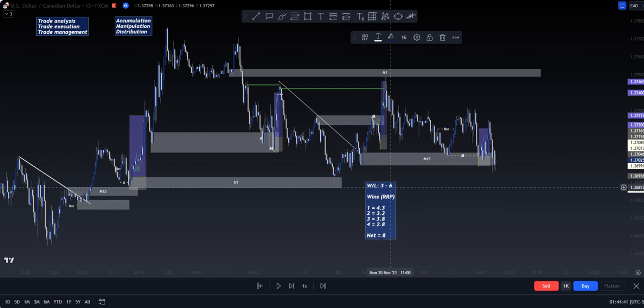We had 6 losses, but we only had 3 wins. Even though we had less wins than losses, we were definitely in profit because we had consistent risk management, proper risk management. This only works if you're risking the same amount per trade.